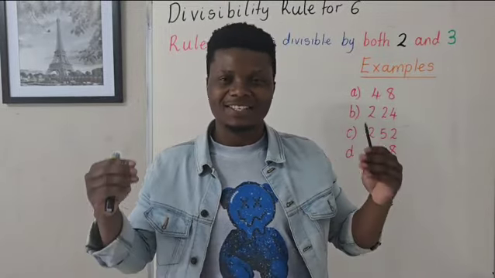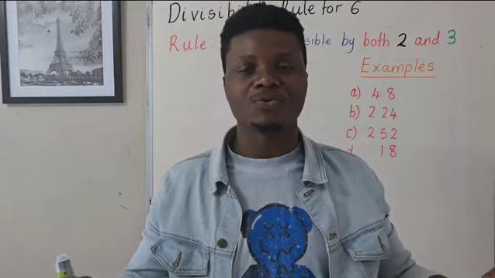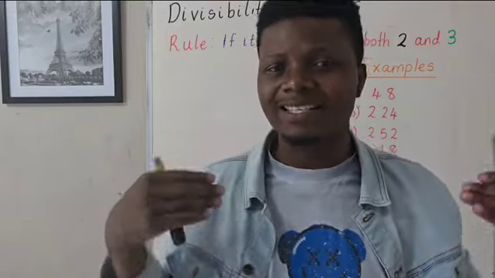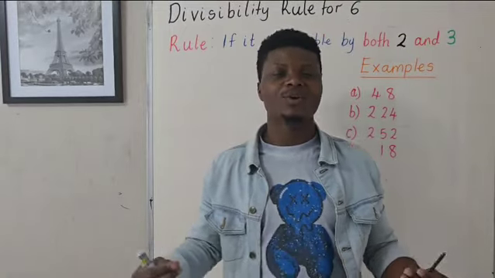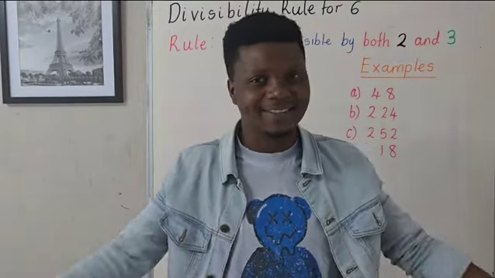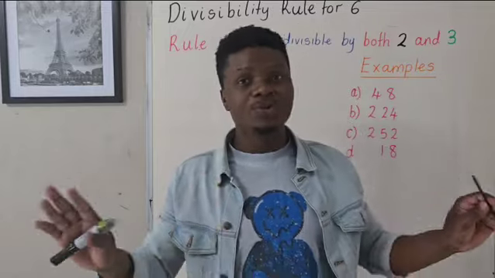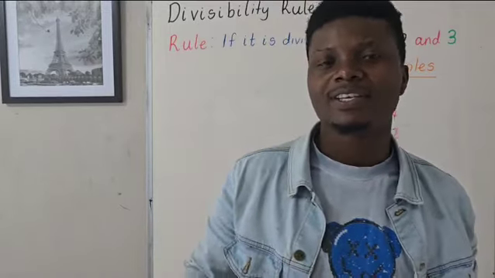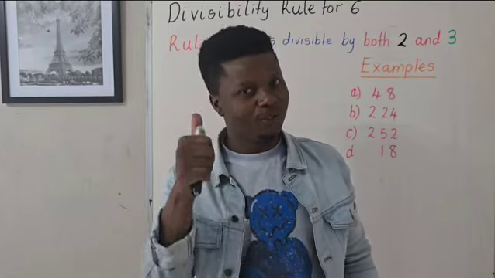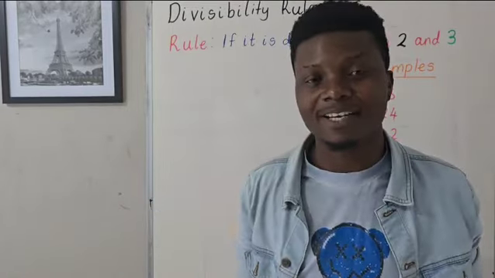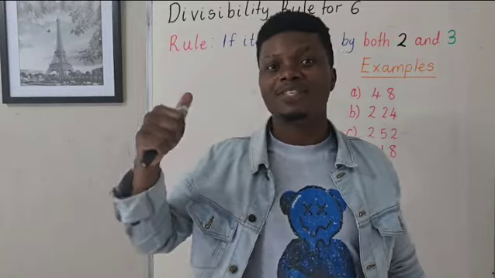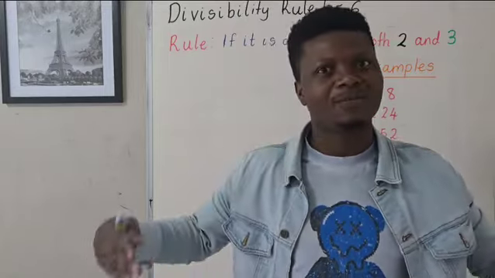Today we want to learn a secret on the divisibility rule for 6. You want to know when you look at a number, without actually calculating it, whether it is divisible by 6. All you need to know is the divisibility rule for 2, which I've already covered in the previous video. You can check that. Also, you need to know the divisibility rule for 3, which I've already covered.